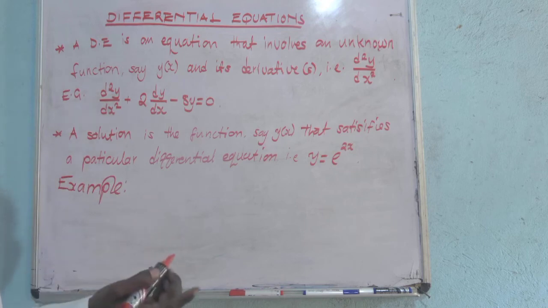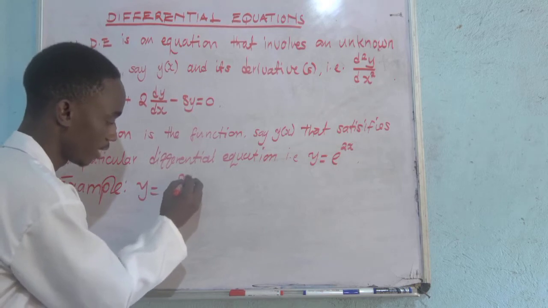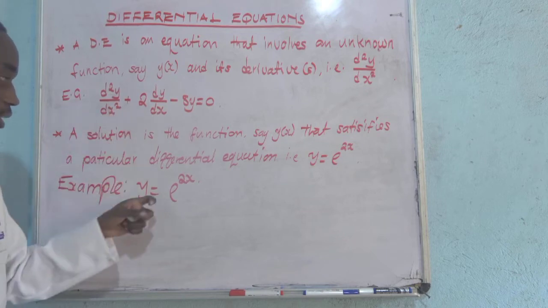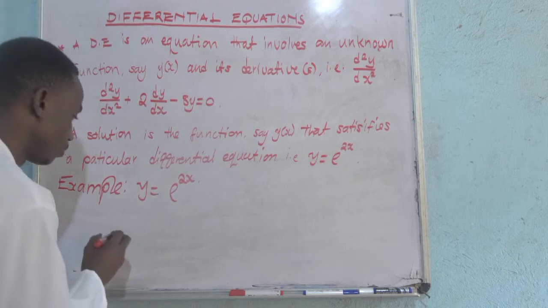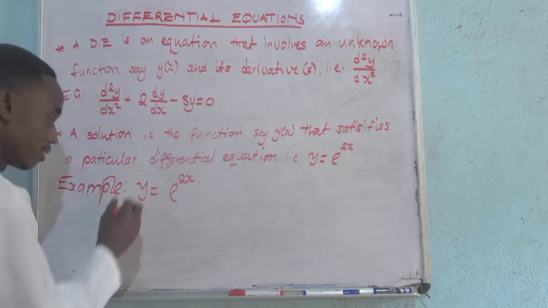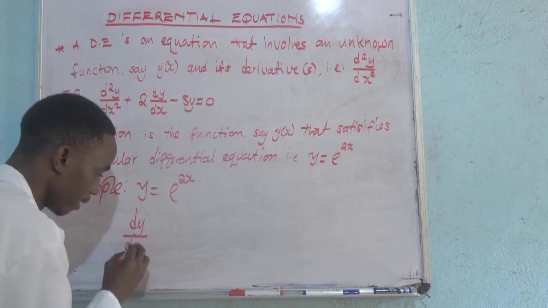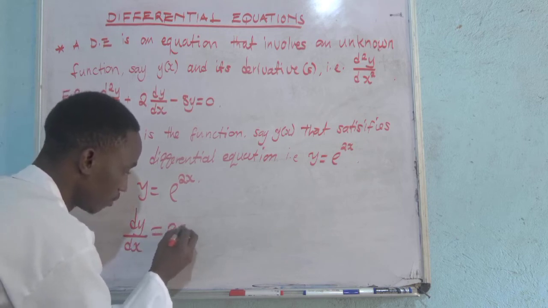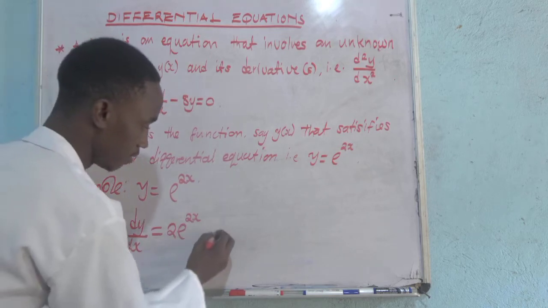The example that we are looking at is the function y equal to e to the power of 2x, and our differential equation is the second derivative of y plus 2 times the first derivative minus 8 times y. The first thing we need is to obtain the first derivative. The first derivative, dy/dx of this function, is 2e^(2x). This is the first derivative. And then the second derivative.